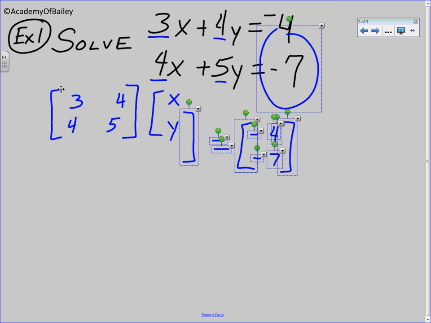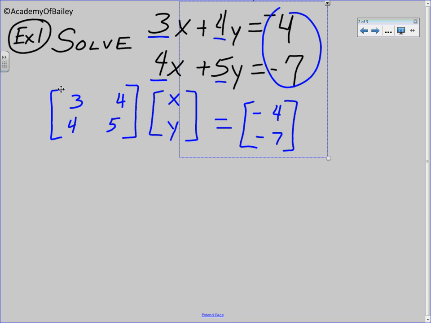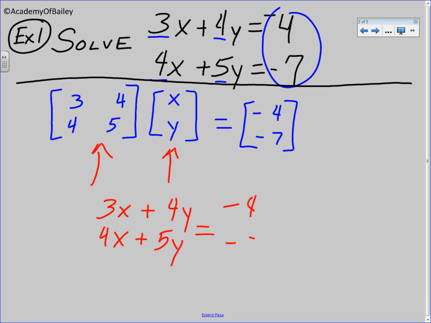So that's what we're looking at. Let me get all this line back up for you. I was going to try to separate it a little bit, but let me just draw a line through here so we can tell the difference. The reason this makes sense is because if we take this matrix and multiply it by this matrix, don't we first multiply 3 times x, and then add 4 times y to it? And it's the same way on the bottom. We take 4 times x, and we add 5 times y to it. And that should be equal to -4, -7.